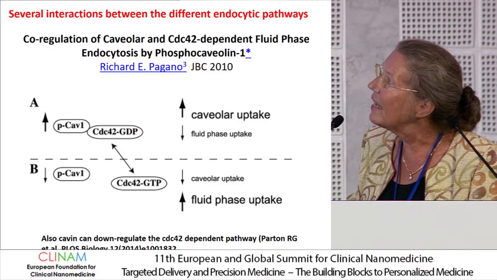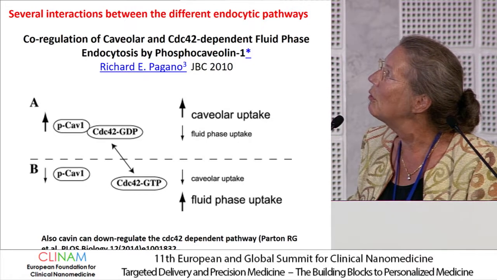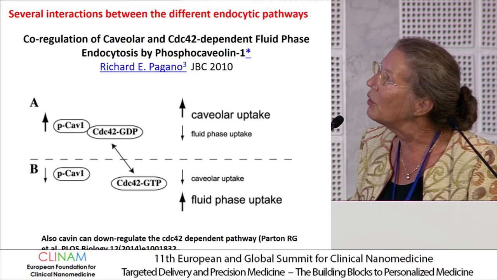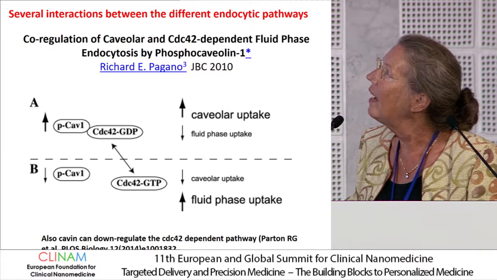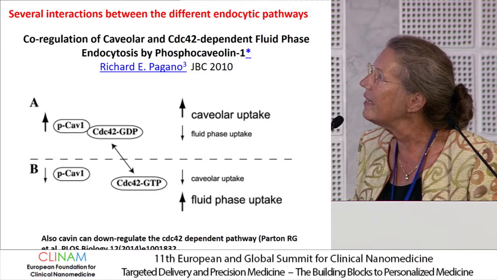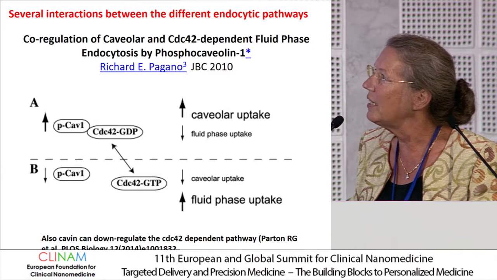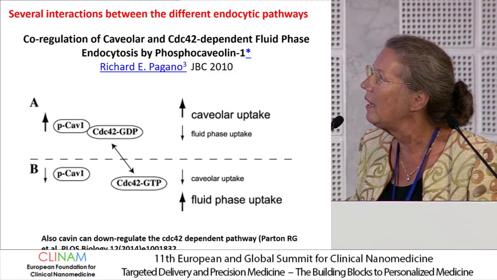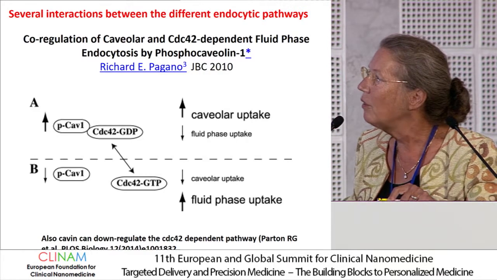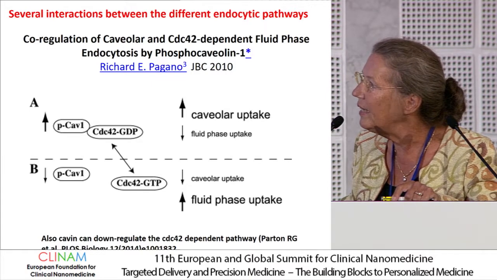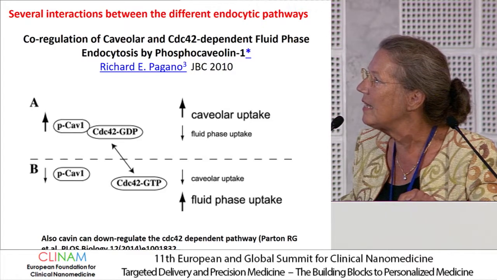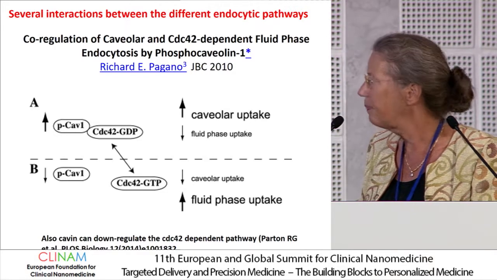And it is a challenge to study the different endocytic pathways because there are several interactions between them. For instance, there is a co-regulation of caveoli and CDC42-dependent fluid phase. I won't go through the details here, but just say that if you change, for instance, the level of phosphocaveolin, you will also change the activity of this form of endocytosis. And also, the caveoli protein cavin has been shown by Rob Parton to regulate this CDC42-dependent pathway.